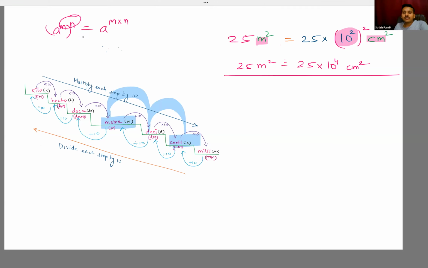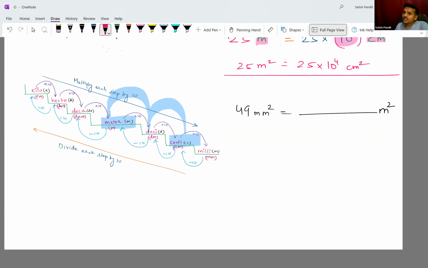Next. Let me take another example. Suppose I want to convert 49 millimeters square to meter square. See, 49 is a fixed number, so write it as it is, into.